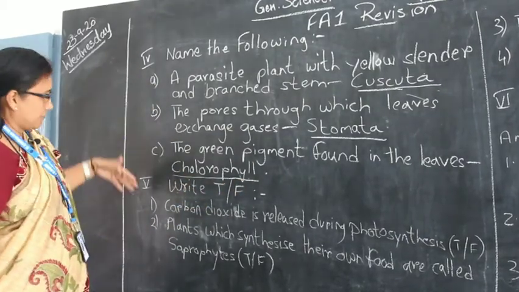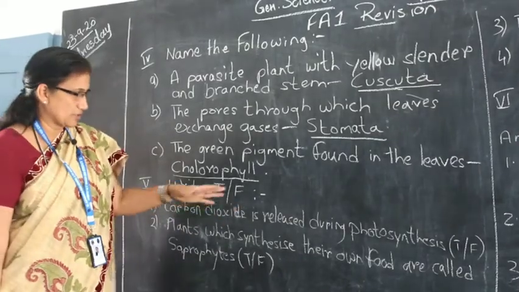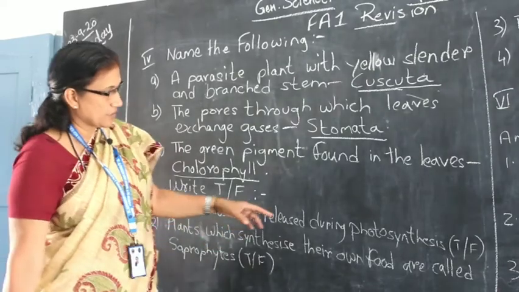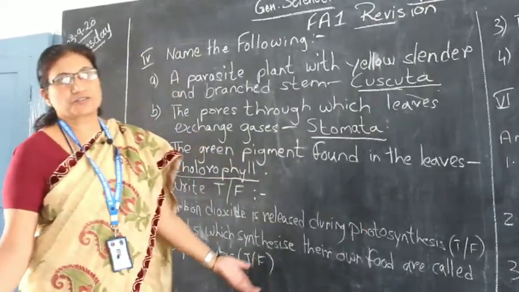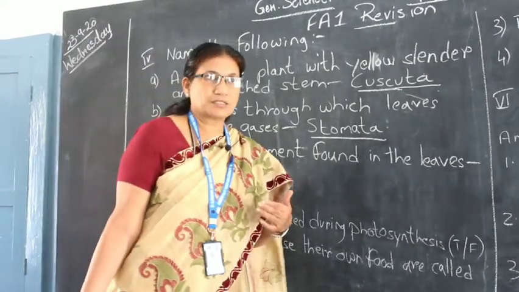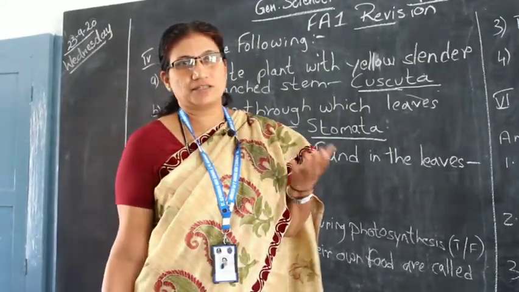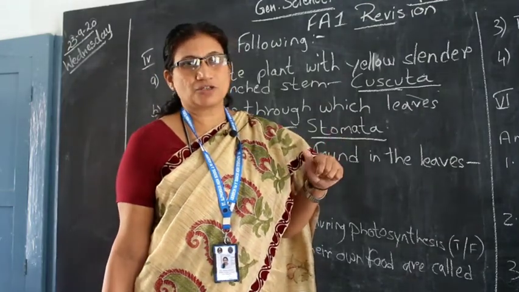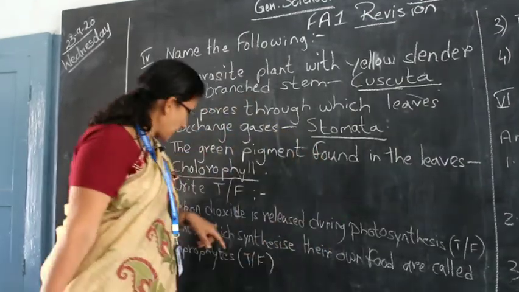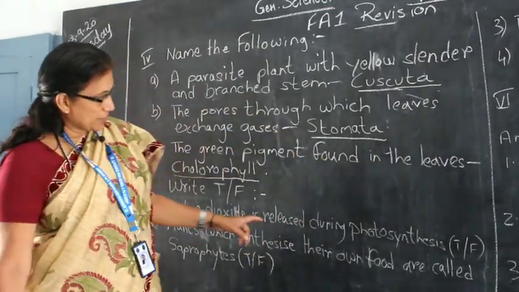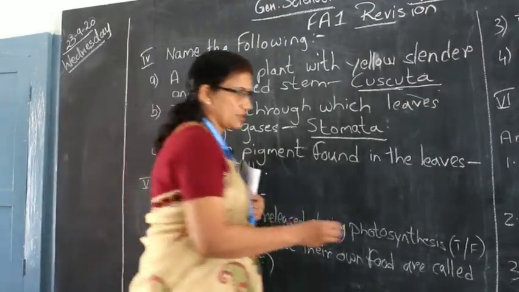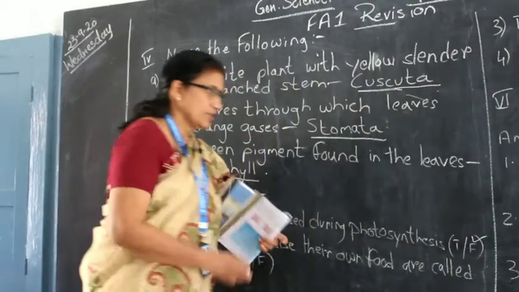Next, the fifth main is just true and false. The first one: carbon dioxide is released during photosynthesis. What is released during photosynthesis, children? Yesterday I had explained to you all: human beings take in oxygen and release carbon dioxide. Plants in return take in carbon dioxide and release oxygen. So is this correct? No, it's false. So you'll just have to tick false.